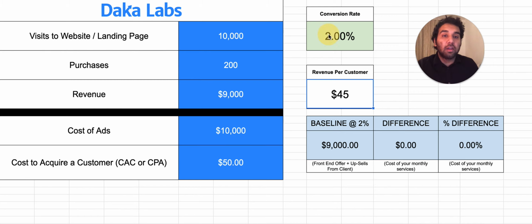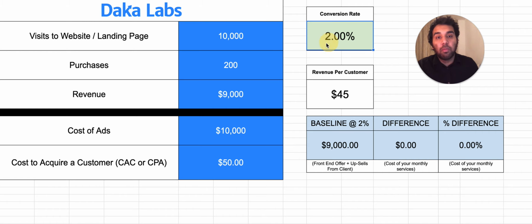Well, with a 2% conversion rate, it means that of the 10,000 visitors, they're actually only getting 200 purchases. So already we're losing 9,800 people, right? And then of this, 200 times the $45 that they're getting per purchase gets us to $9,000 in total revenue that the company would have made on these 10,000 visitors in that month.